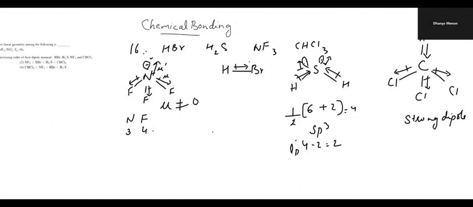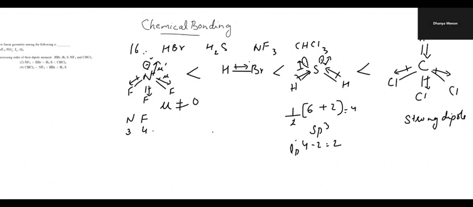Here they are getting added up. So here NF3 has a lesser dipole moment than HBr, which is lesser than H2S, which is lesser than CHCl3. So here in NF3, although both nitrogen and fluorine are electronegative, the electronegativity difference is very less.